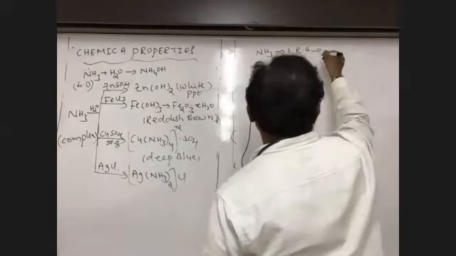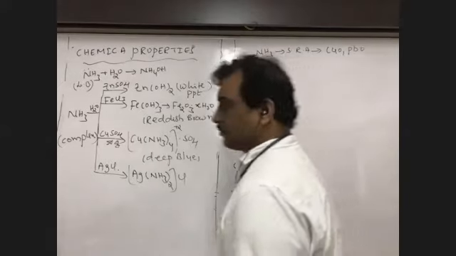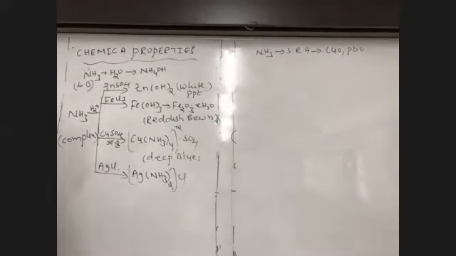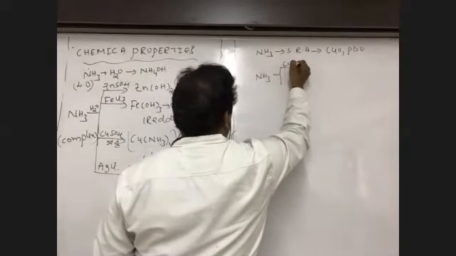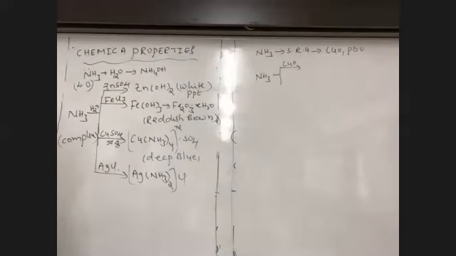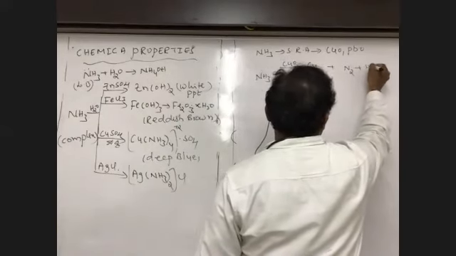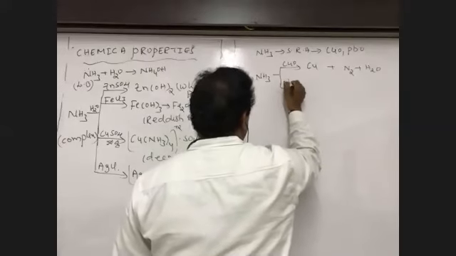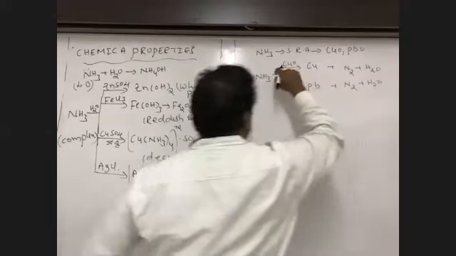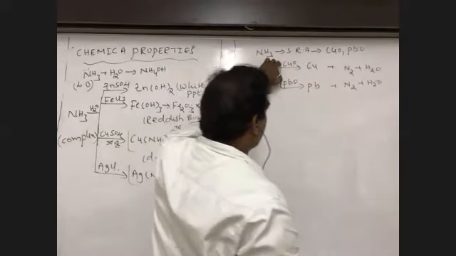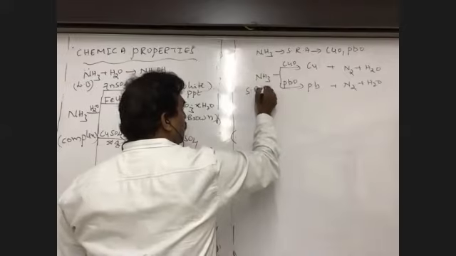Ammonia is a strong reducing agent. Ammonia reacts with copper oxide and lead oxide. When ammonia reacts with cupric oxide, CuO, it forms Cu plus N2 plus H2O. When ammonia reacts with lead oxide, PbO, it forms Pb plus N2 plus H2O. So ammonia is used for the conversion of a metal oxide to metal. Therefore, ammonia acts as a reducing agent.